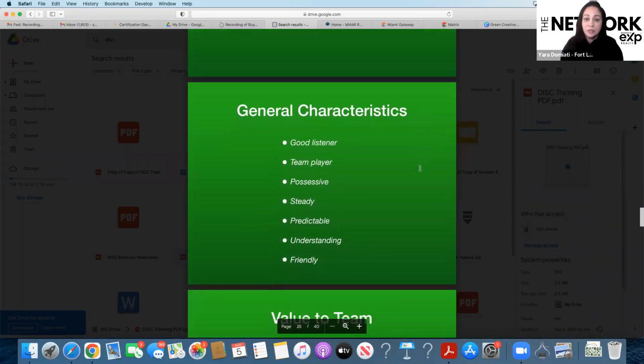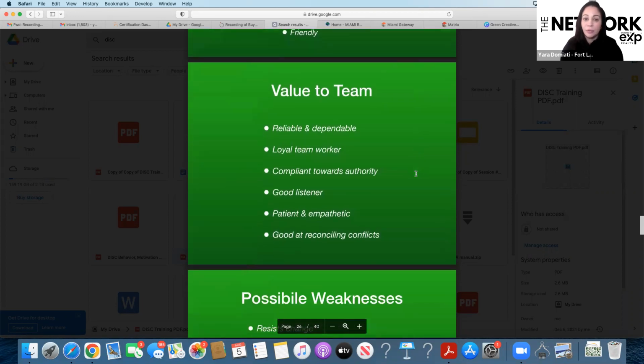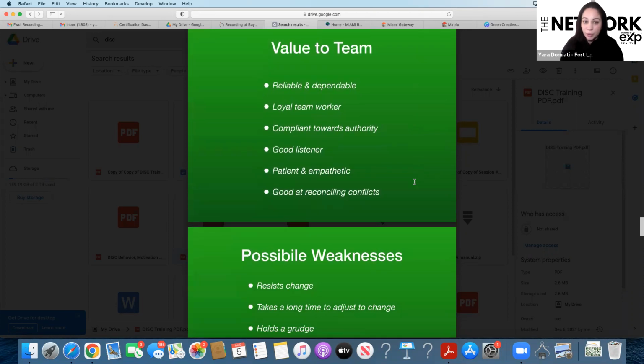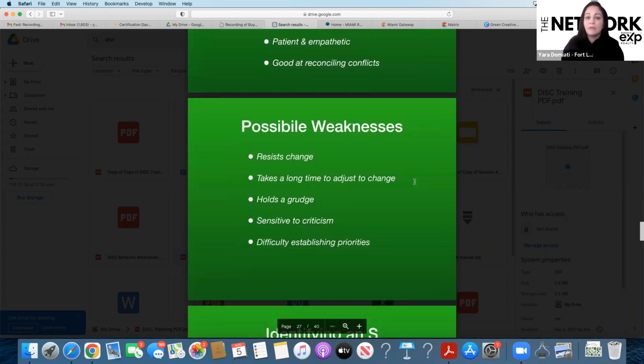General characteristics: they're good listeners, team players, possessive, steady, predictable, understanding, and friendly. The value that they bring to a team: they're reliable and dependable. They're loyal team workers, compliant towards authority, good listeners, patient and empathetic, good at reconciling conflicts.